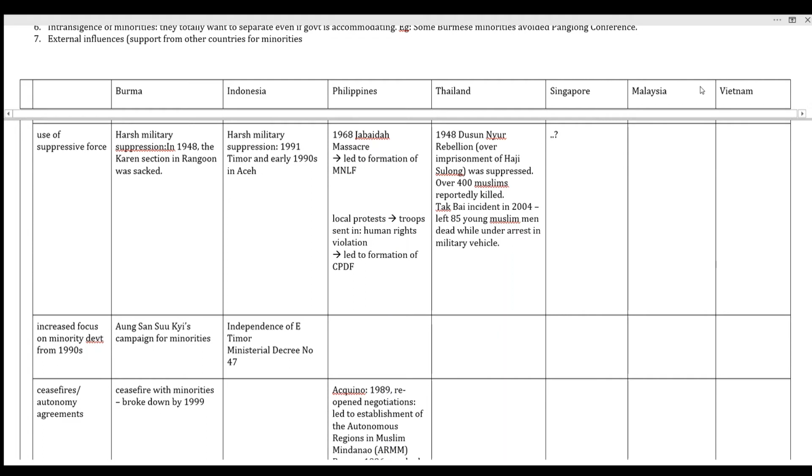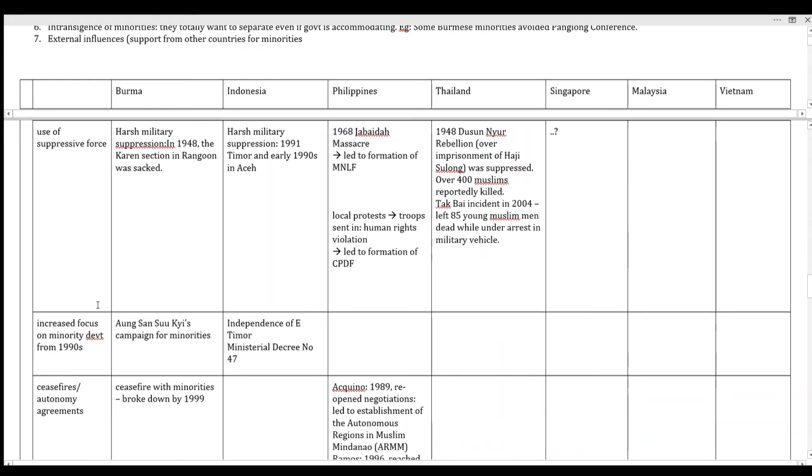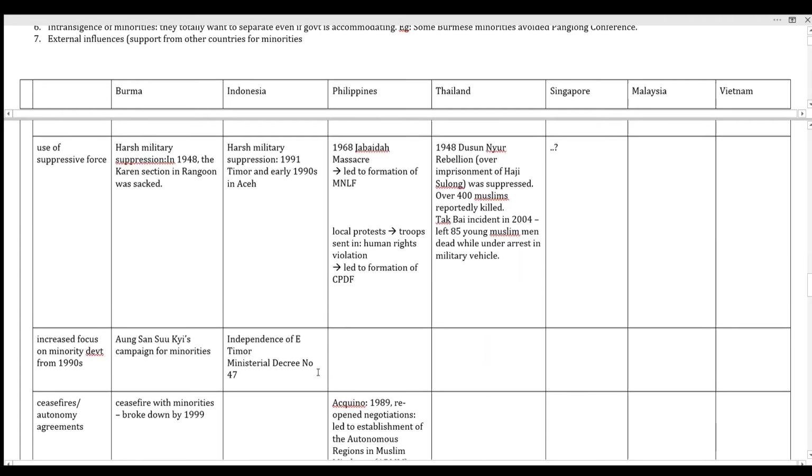So in the Philippines, okay, that's why this next row here is the increased focus on minority development, which could be a different way of reacting to the protest by the minority in a sense. So in Burma, they had that military suppression, and we then have Aung San Suu Kyi's campaign for minorities, and nowadays I'm not sure what's going on.